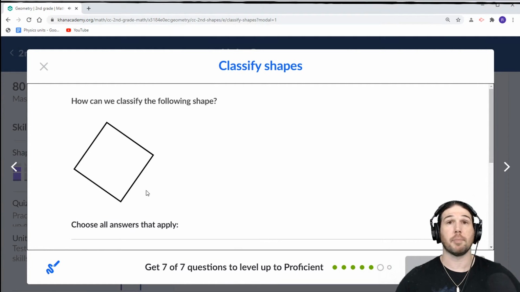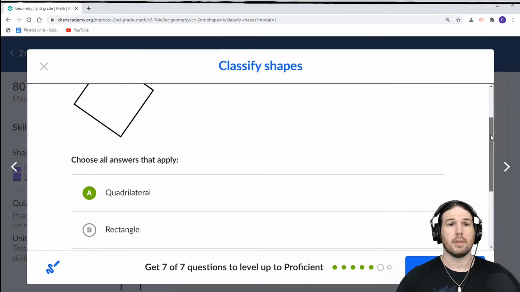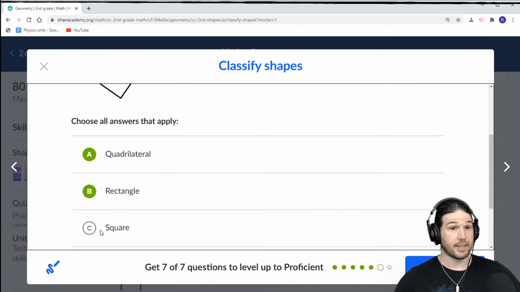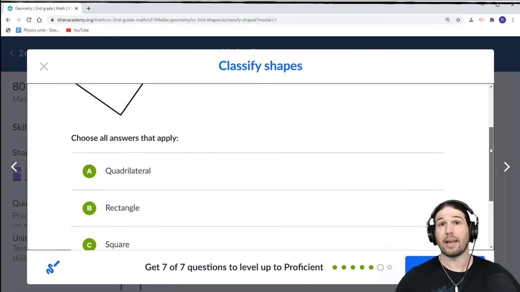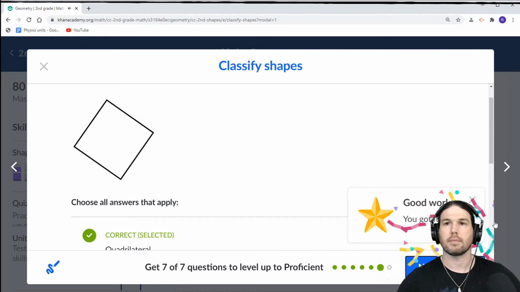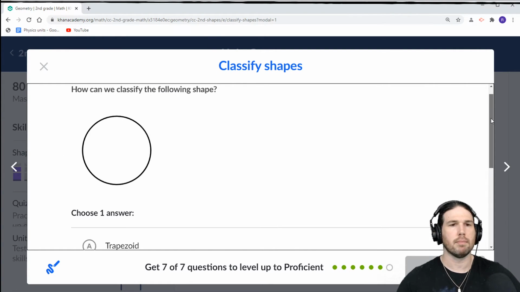That looks like a square to me, but it's also other things, so let's take a look. It is a quadrilateral. It has 4 sides. It is a rectangle. It has 4 right angles. It is a square. It has 4 right angles and all the sides are equal. It's all 3 of those. Yes, it is. And that looks like a circle to me.